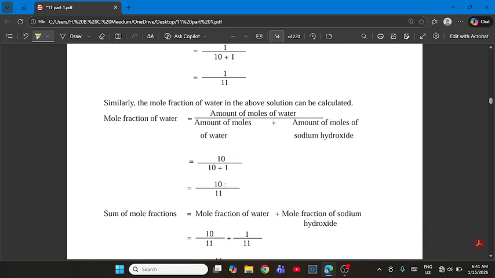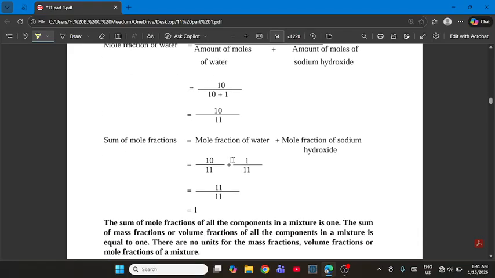Similarly, the mole fraction of water in the above solution can be calculated. It doesn't ask in this question, but you could find it. Then it becomes here 10, amount of moles of water 10. Again the total amount of moles of all the solution is 11. 10 plus 1, then 11. So 10 over 11.